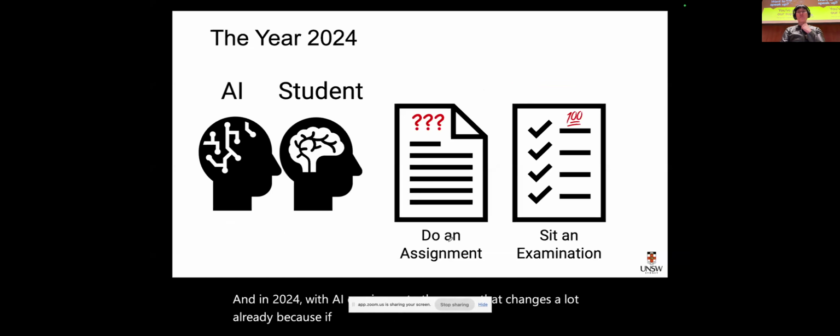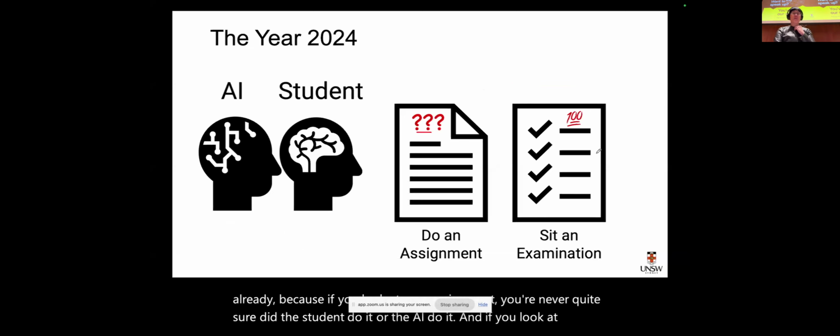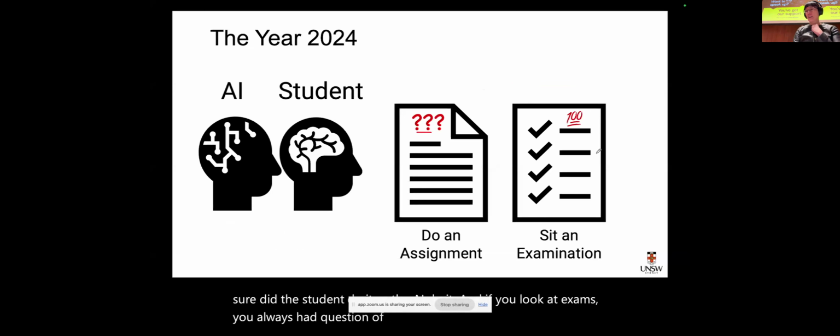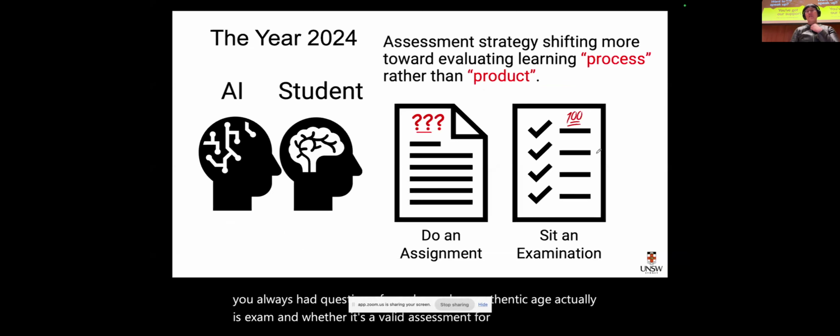Because if you look at your assignment, you're never quite sure, did the student do it or did AI do it? And if you look at exams, you always have that question of how authentic it actually is and whether it's a valid assessment for engineering. So as Hamish has said before, the assessment strategy is shifting slowly more towards looking at the process of learning rather than the product of learning. At least that's how we're thinking about it currently. Not saying that this is definitely the solution to AI in education.